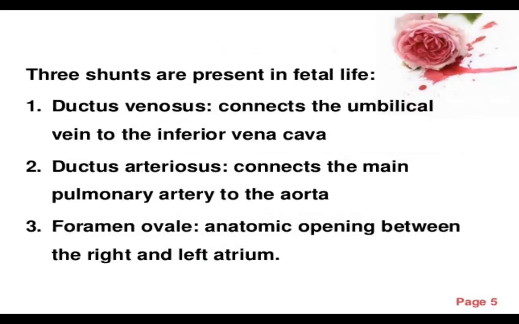Then ductus arteriosus connects the main pulmonary artery to the aorta, and that is arteriosus, a connection between two arteries, the pulmonary artery and the aorta. And the foramen ovale is an anatomic opening between the right and the left atria. That is the three basic shunts which are present in the fetal life.